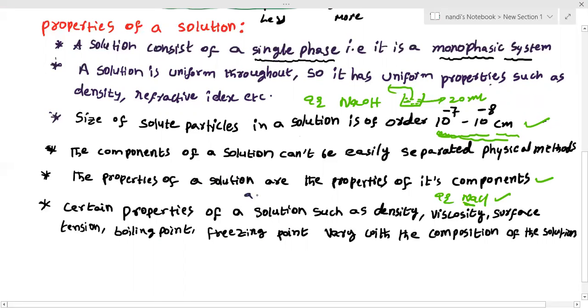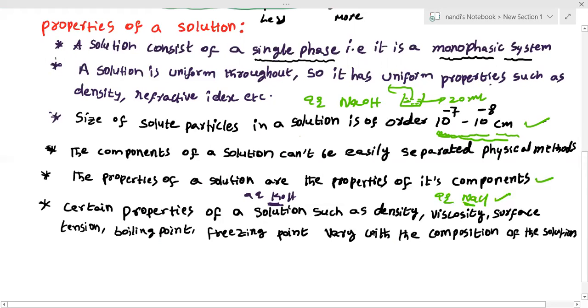For example, take aqueous KOH. KOH indicates a basic character, so the solution is also basic in character. Is it clear? One of the components is KOH, so the properties depend upon the component. The solution's properties depend upon its components.